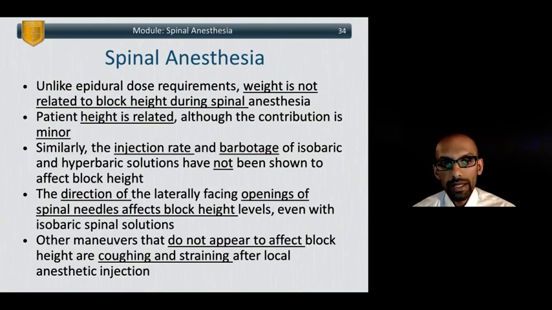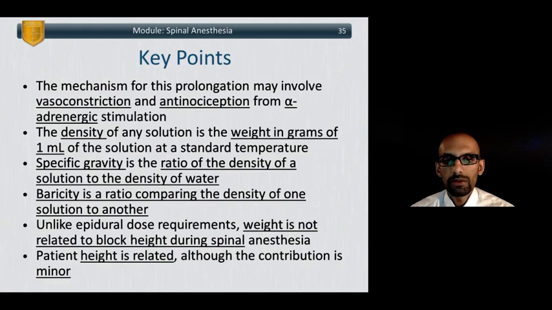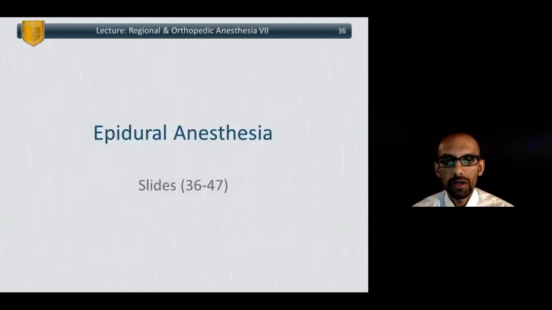So overall weight typically, like I said, is not as related as compared to height, and the height itself has a relatively minor contribution. And the rest of this slide pretty much corroborates everything I just said in the previous slide. If you're given a list of choices of which affects peak block height of all of these things, height is more likely to affect it than injection rate, facing the needle bevel, or these other things. So these are the key points related to this section of this module.